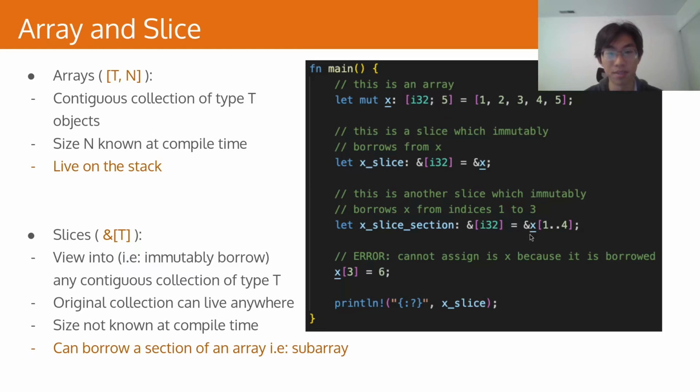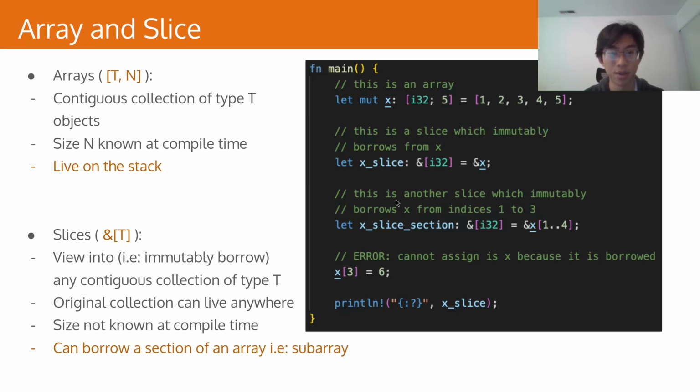To get a specific section, a subarray, we can provide it some indices, and it'll borrow from indexes 1, 2, and 3, because this is exclusive. If we wanted to do inclusive, we could put it as equals 4 instead. So inside this slice, you would get the elements 2, 3, and 4.